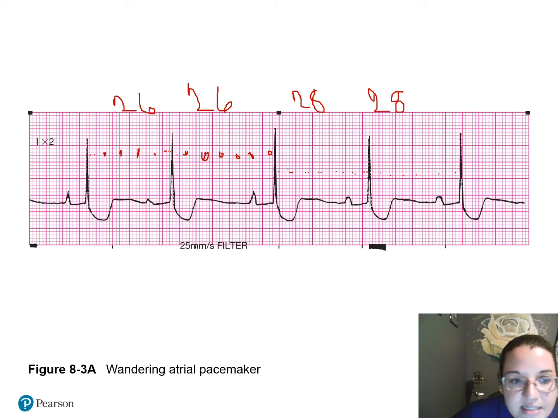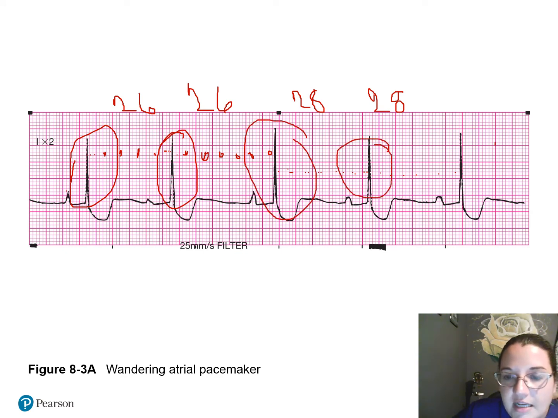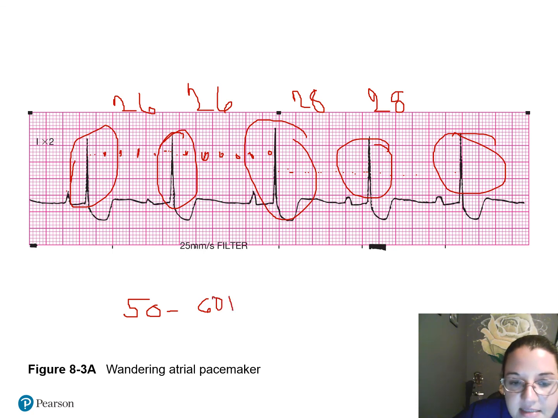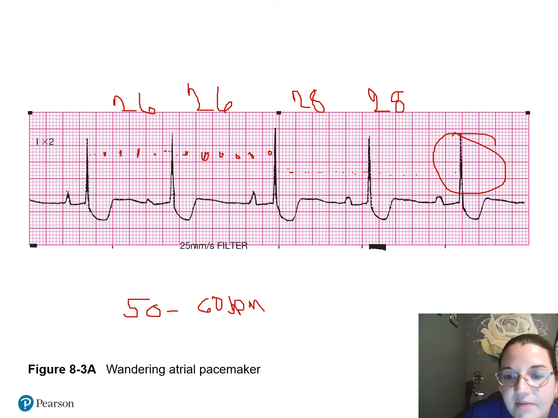So for a regular rhythm, to get the heart rate, we're going to multiply my QRSs by 10: 10, 20, 30, 40, and 50. And remember from your rules, the mean rate for a WAP should be between 50 and 60 beats per minute. Then my next question is, do I have P waves? Yes, but are they matching? No. And remember, the wave before your QRS is P, and the wave after it is T. Before it is P, after it is T, and then P.